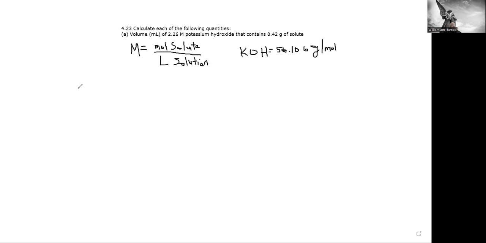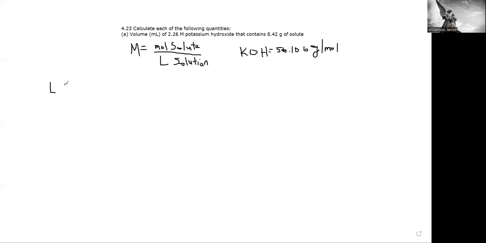What I'm going to do is rewrite this equation. Moles of solute, and the solute is the stuff that gets dissolved. So in this case, the solute is potassium hydroxide. The moles of potassium hydroxide is equal to the, you know what? Let me resolve this. I don't want the moles of potassium hydroxide. I want the liters of solution.